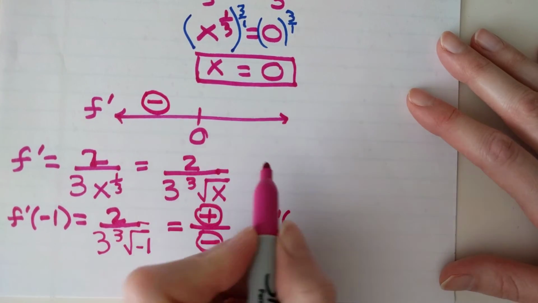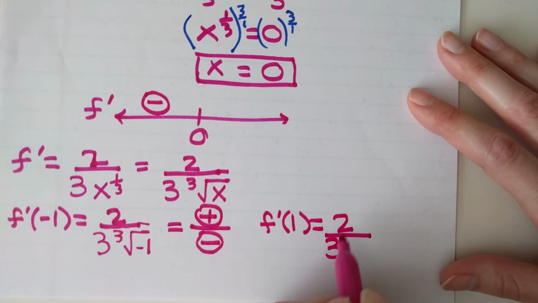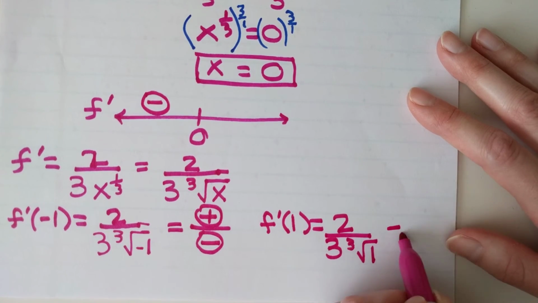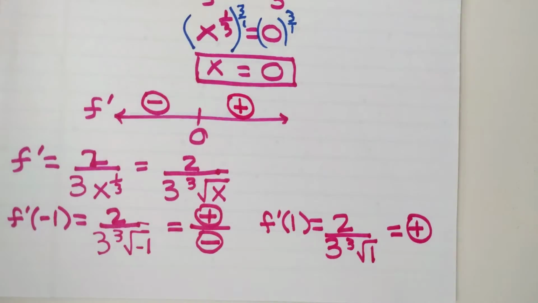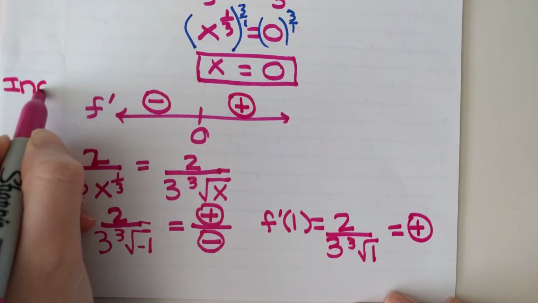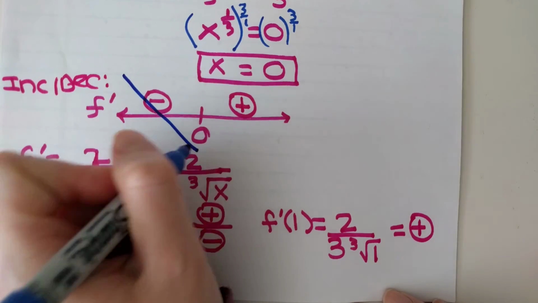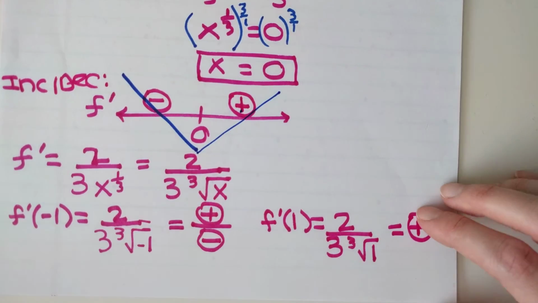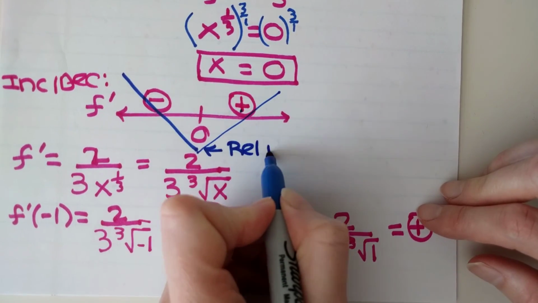Now, if I plug in a number to the right of 0, let's say I plug in 1, in that case, I have 2 over 3 times the cube root of 1, and there is not a negative in sight, so that is going to evaluate to positive. So we have a positive. All right, so looking at our number line, remember the first derivative tells us increasing and decreasing. So this negative tells us that we are decreasing until 0, and this positive tells us that we are increasing after 0. So 0 will be a relative min for us.